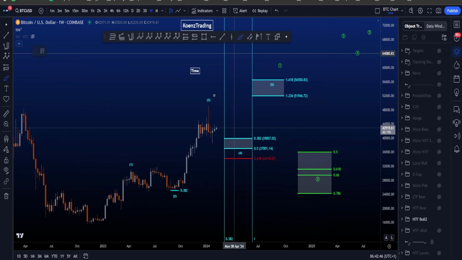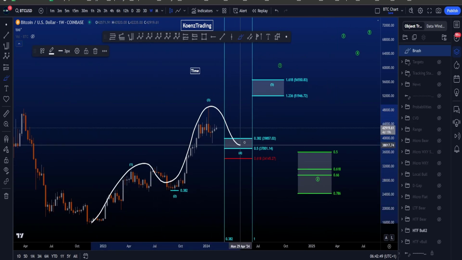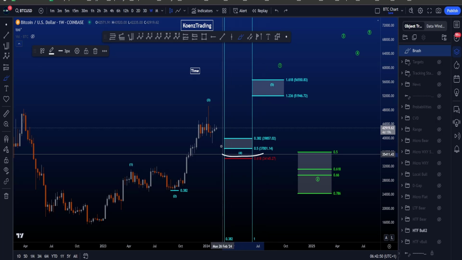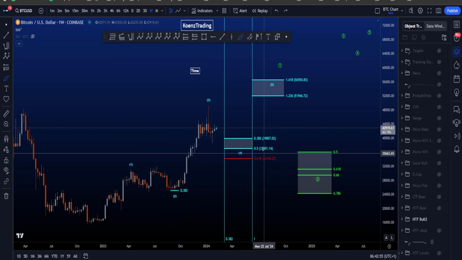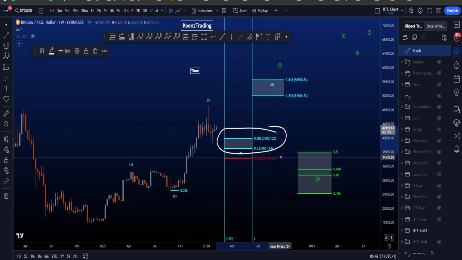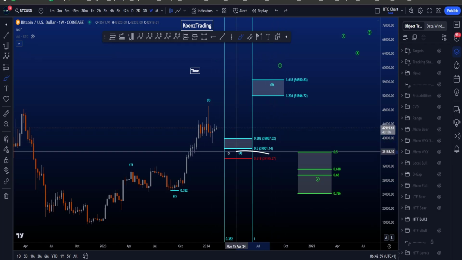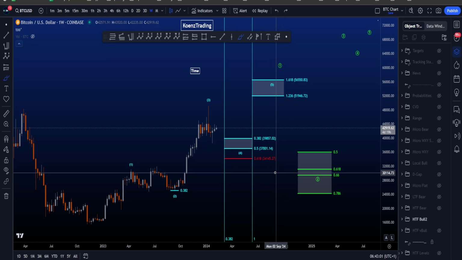So in this bullish scenario, we are looking for a wave 1, 2, 3, 4, 5. Most common target for 4, 0.382 to the 0.5, taken from the low to the high, giving us an area between 39.8k and 37k, with the 0.618 being the invalidation for a wave 4.